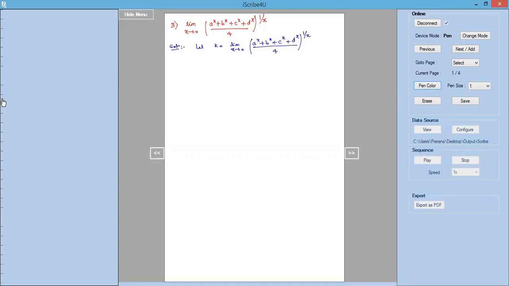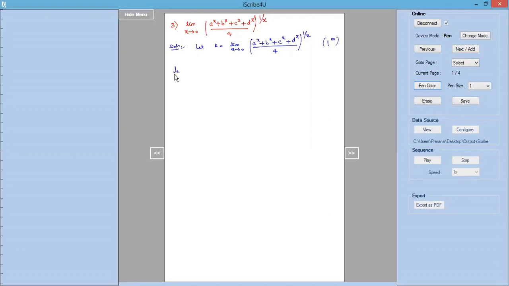We recall the value of a power 0 as x tends to 0. This is a power 0 plus b power 0 plus c power 0 plus d power 0. Each of those values is 1. So 1 plus 1 plus 1 plus 1 is 4, divided by 4 is 1, power 1 by 0, which is infinity. So it is of the form 1 power infinity. So let us take logarithm on both sides and proceed.